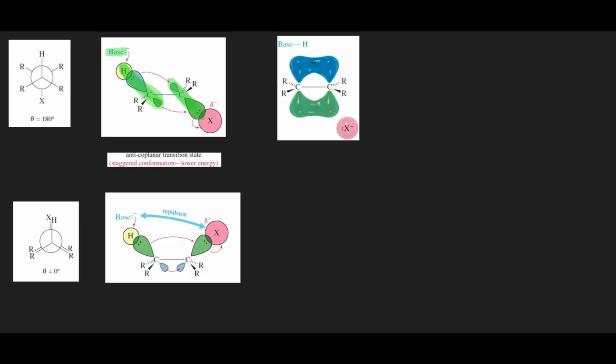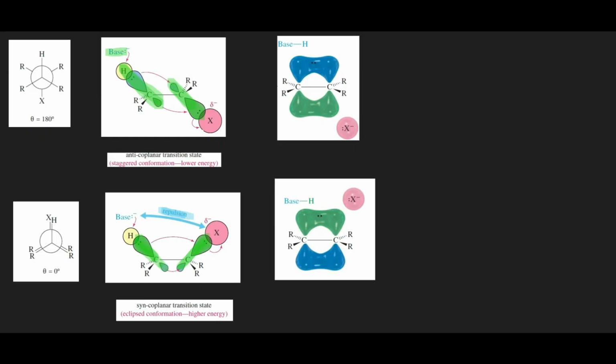This is staggered conformation, with base far away from the leaving group. In most cases, this transition state is lower in energy. In the syn-coplanar transition state, the C-H and C-X sigma bonds are also coplanar, but on the same side of the C-C bond. As the bonds to hydrogen and leaving groups start to break, the hybridization at each carbon begins to change to sp2 and the remaining p orbitals start overlapping to form the pi bond. This is an eclipsed transition state.